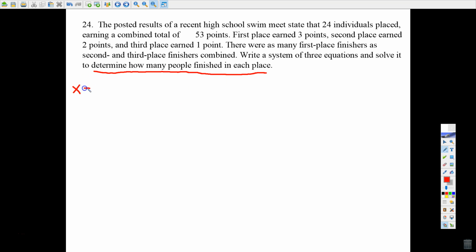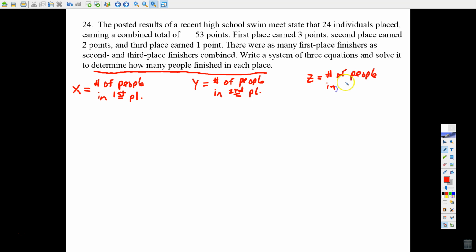So we need a variable. I'll say, for example, I'll let x represent the number of people who finished in first place. I'll let y be the number of people who finished in second place. And z third place. Okay, so I've got a variable that will get me to the final answer to whatever it is this problem is asking me to do.